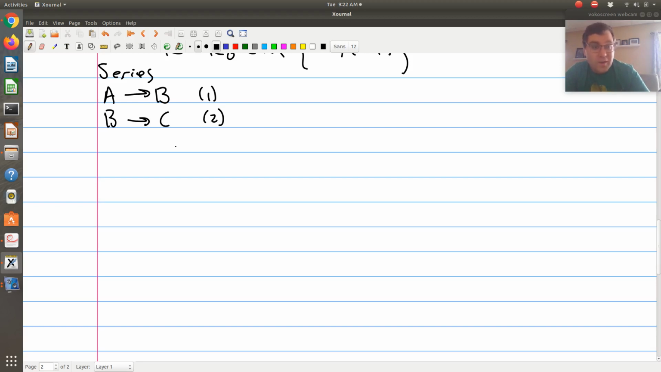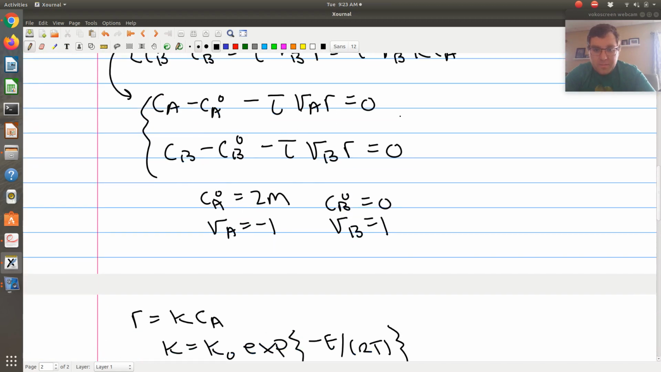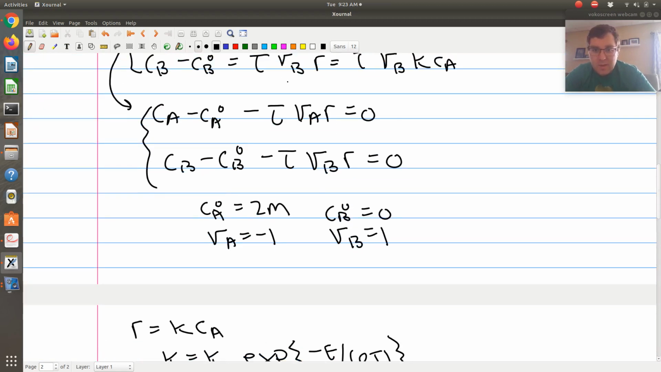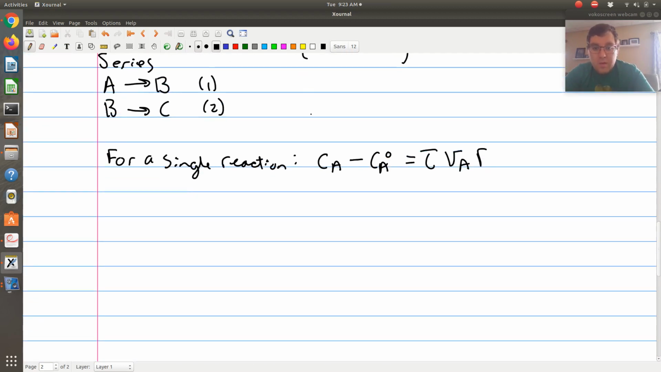So what changes? Well, if we consider our final mole balance design equation for A, for a single reaction, our mole balance design equation, as we just wrote it, was CA minus CA naught is equal to tau times nu A times R. I'm just making sure I have all my values accounted for. So again, CA minus CA naught is equal to tau nu A R. So this is for a single reaction.